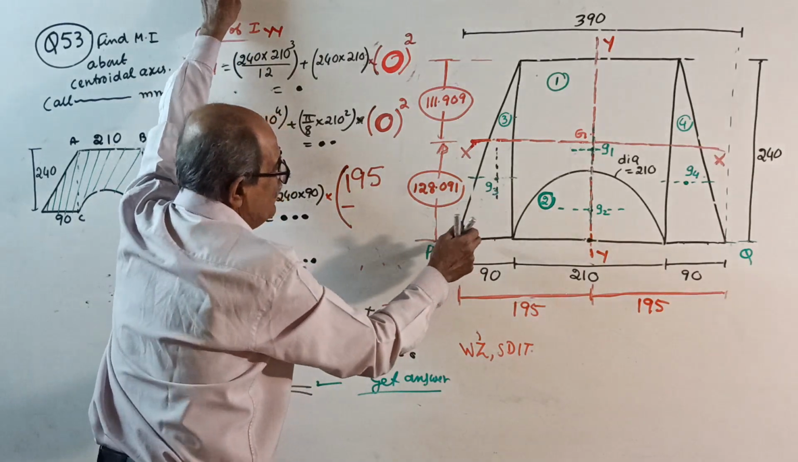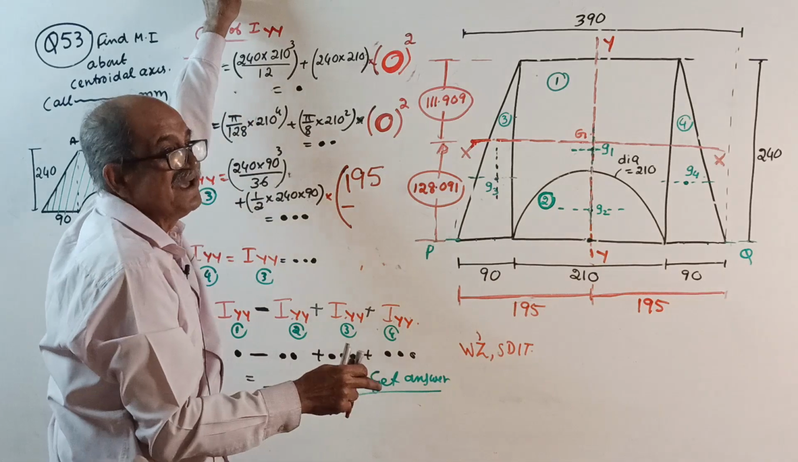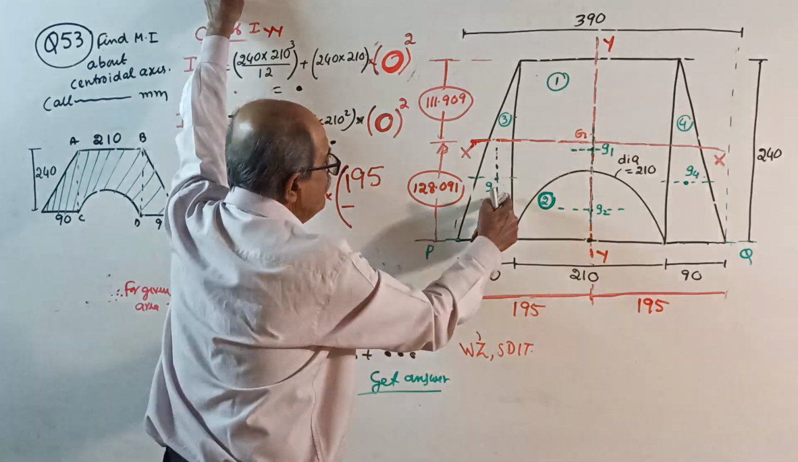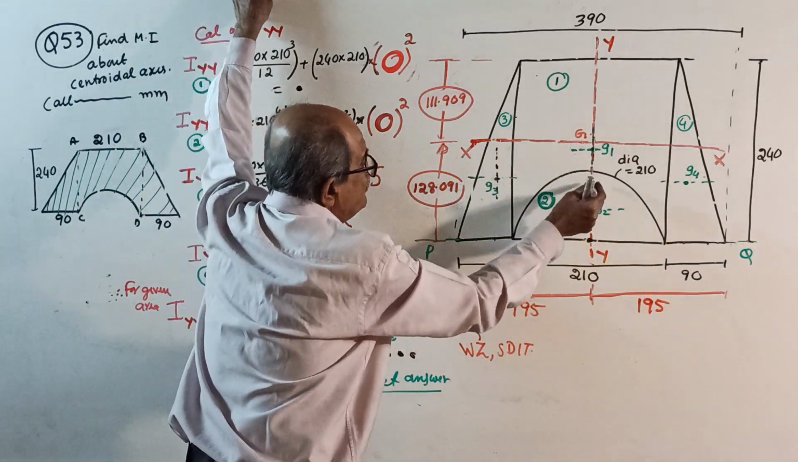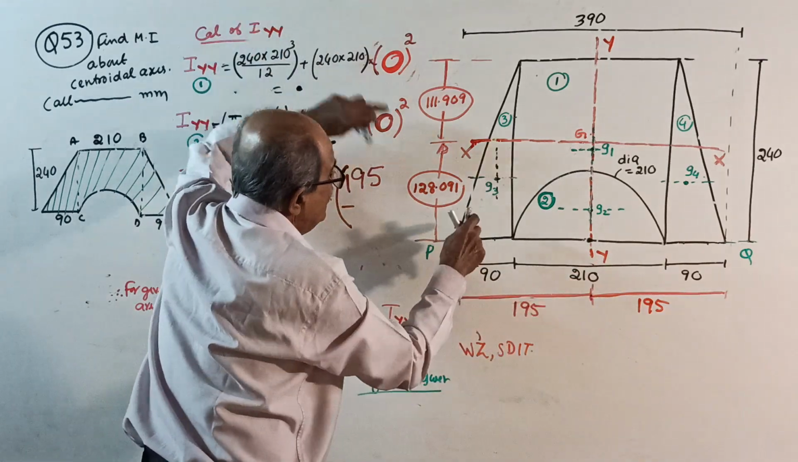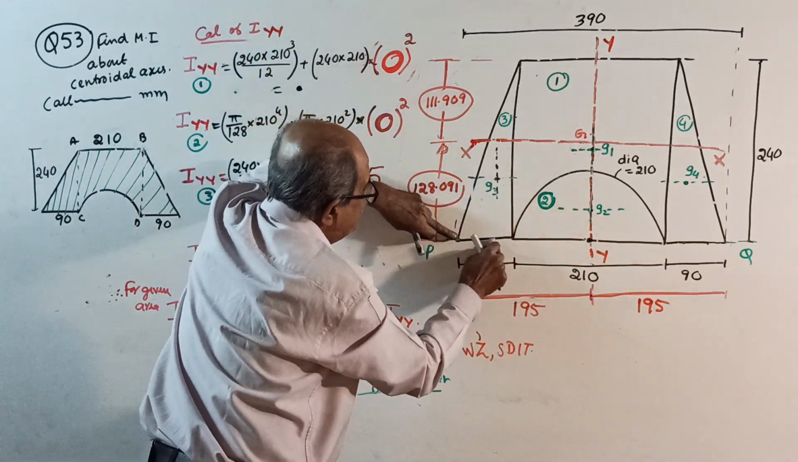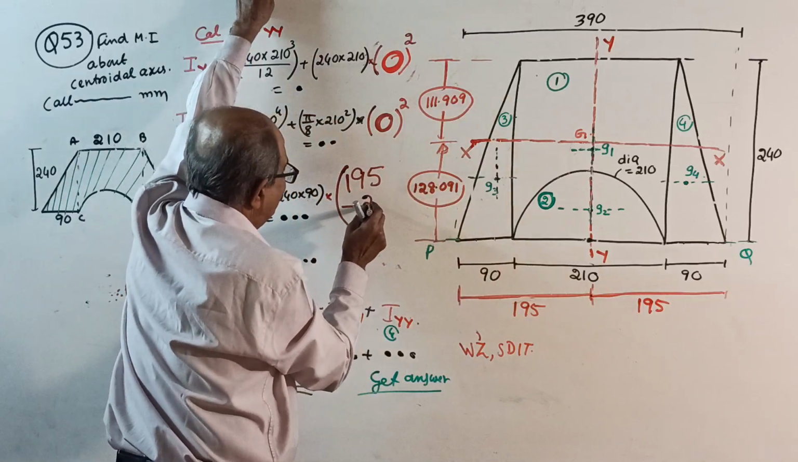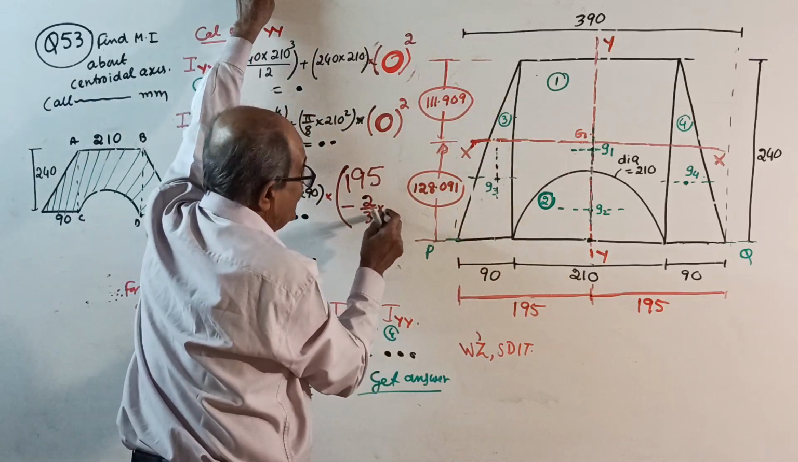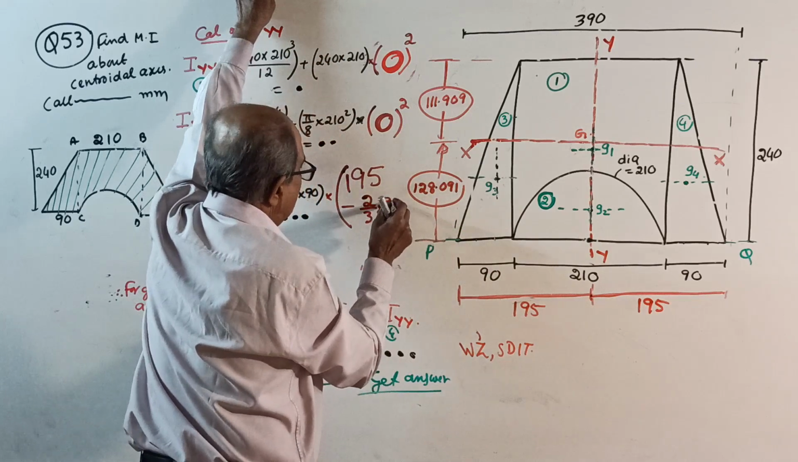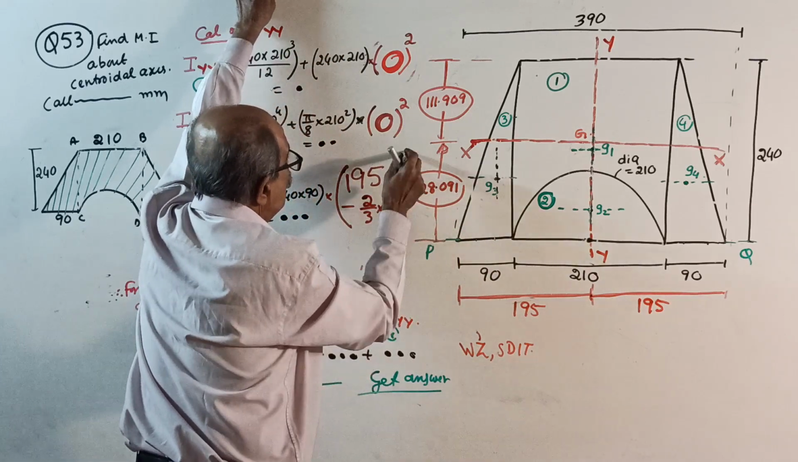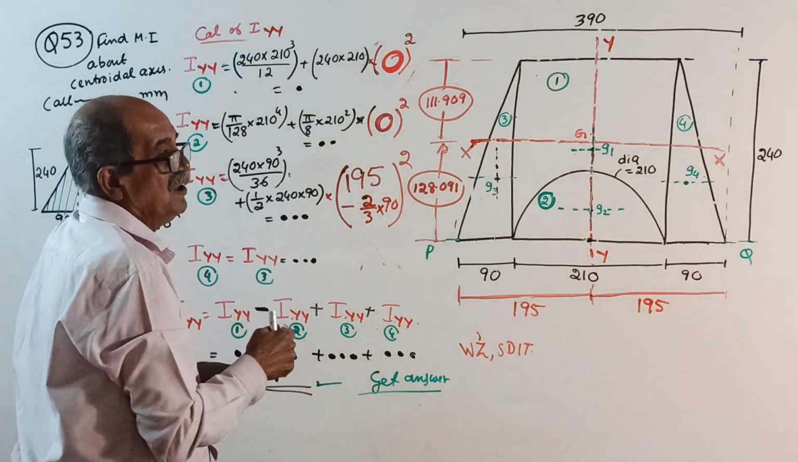Minus, see, I will tell 1 by 3. Then you will tell, sir, 2 by 3. How? 1 by 3, no. Sir, this distance is this distance minus this. Oh, yes, very good. 2 by 3 of what? 90 whole square. That is your triple dot.